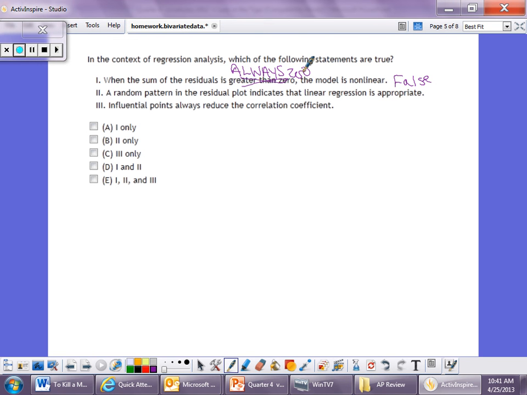A random pattern in the residual plot indicates that linear regression is appropriate. Yes, we want to see that randomness. We don't want to see a pattern. So statement number 2 is true. And influential points always reduce the correlation coefficient. That is incorrect. Influential points can in fact strengthen the correlation coefficient, but it's not necessary that they reduce it. We could say that about outliers, but it's certainly not true for influential points. So the only true statement was number 2, so B was the correct answer.